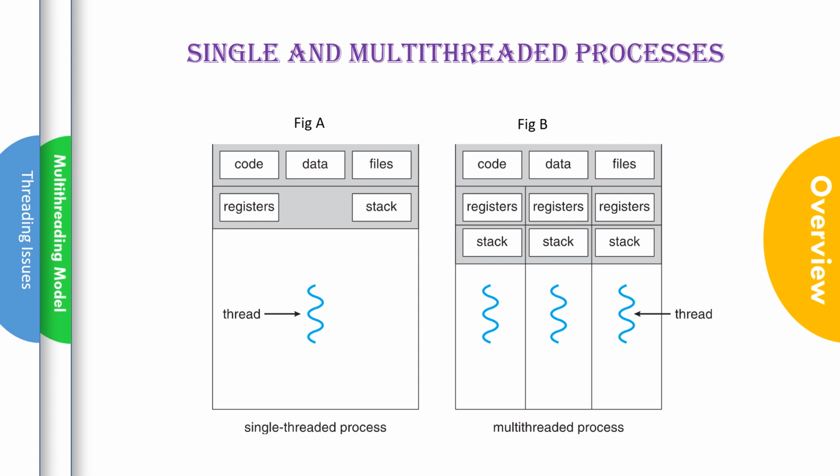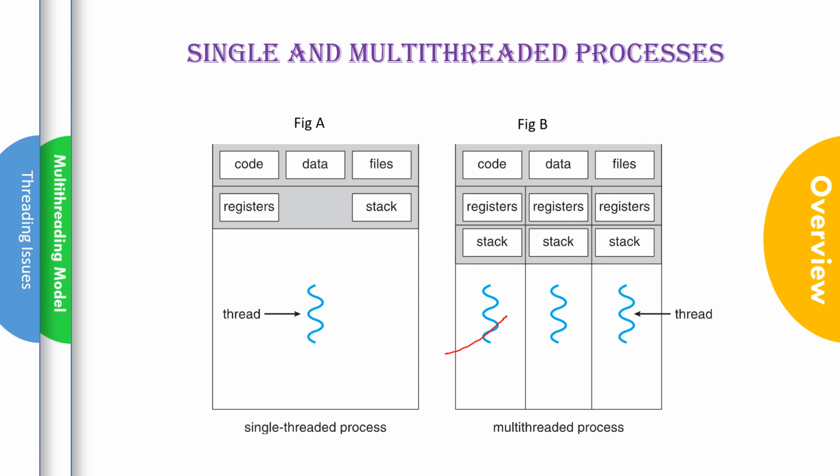In this diagram, you'll see figure A represents a single threaded process and figure B represents a multi-threaded process. Figure A has a single thread of execution. It's a normal process, whereas in figure B, we have a multi-threaded process. It means that one process is doing 3 tasks simultaneously. Now you can see there are 3 threads in figure B. So it indicates that 3 tasks are being done by figure B.